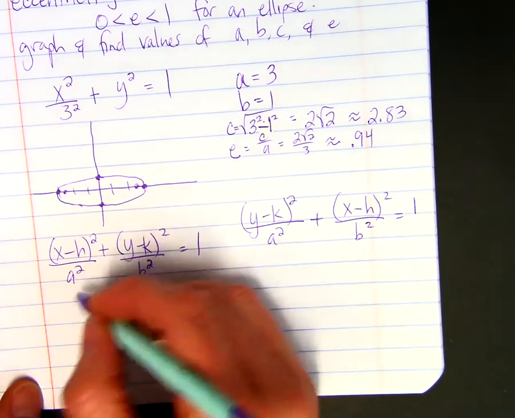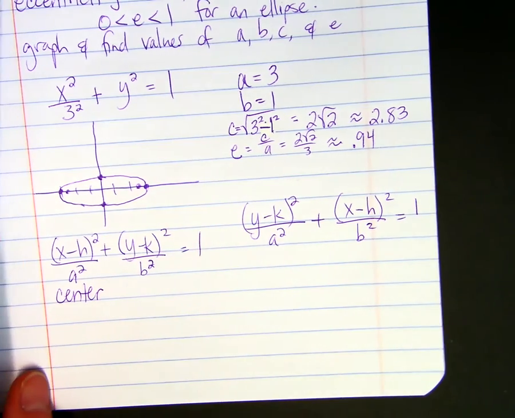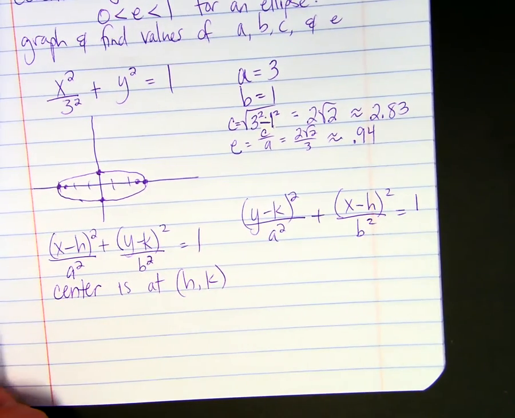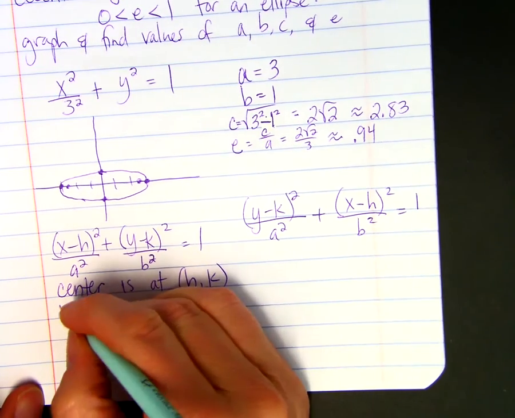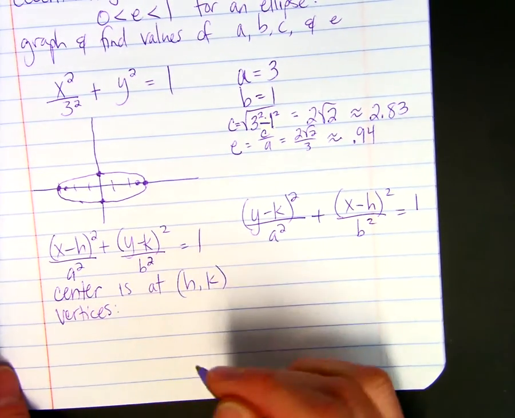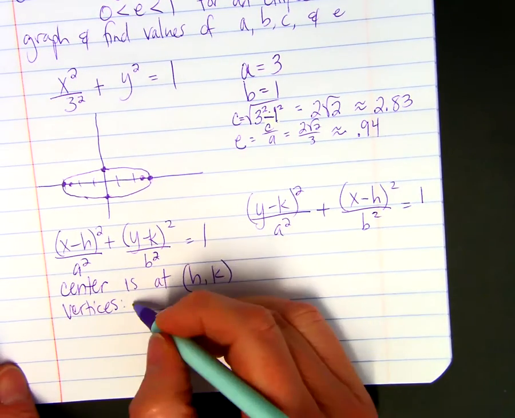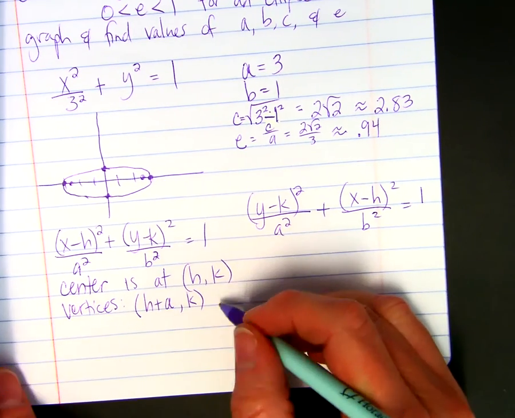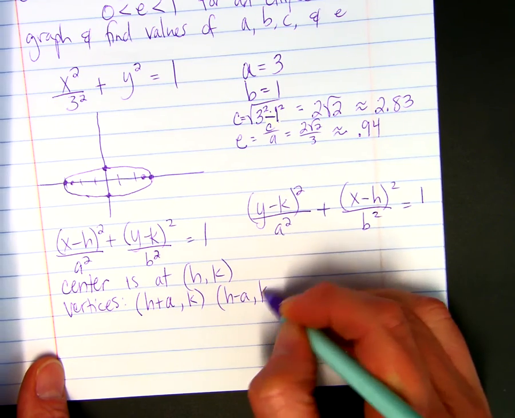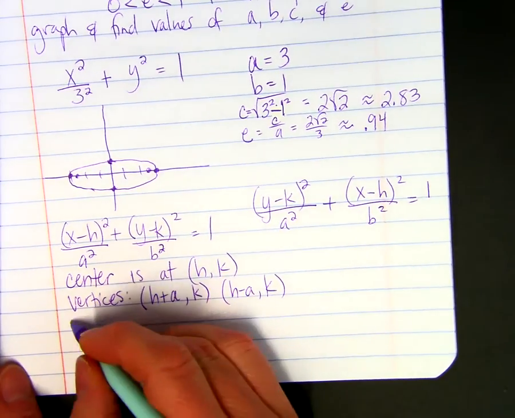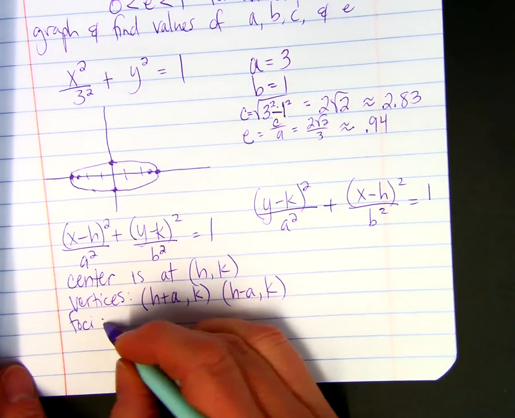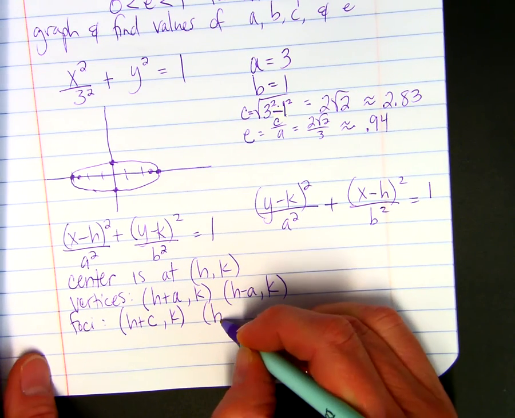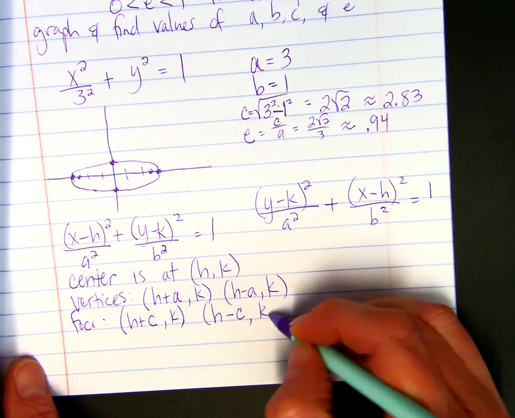So we have the center, which is at (h, k). Previously our center was at the origin. The vertices, and this is if a is greater than b, will be at (h plus a, k) and (h minus a, k). So in other words, you're just shifting everything over. And then the foci will be at (h plus c, k) and (h minus c, k).